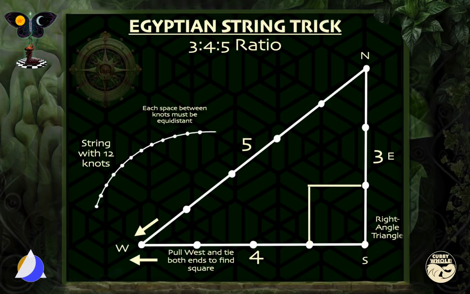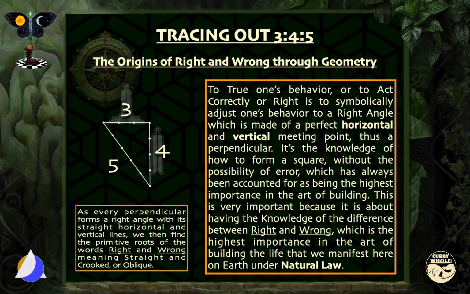And they did this with rope. They did this with chains. And this is the way that they built. This is what they built with. So tracing out the 3-4-5 ratio, doing this Egyptian string trick, is going to help us understand the origins of right and wrong through geometry. To true one's behavior, or to act correctly or right, is to symbolically adjust one's behavior to a right angle, which is made of a perfect horizontal and vertical meeting point, thus a perpendicular.